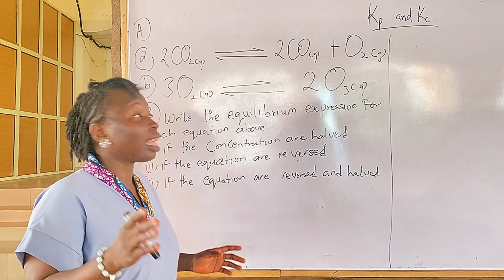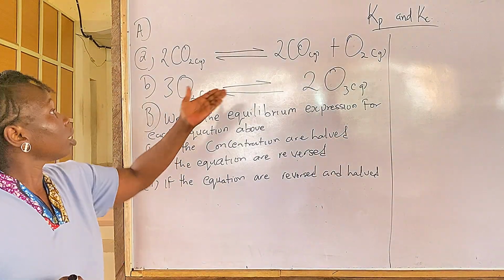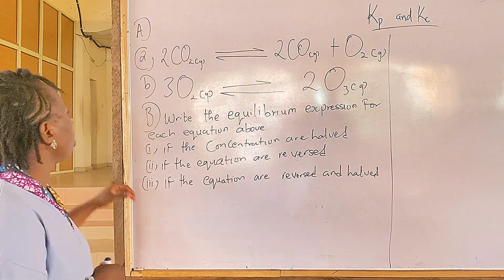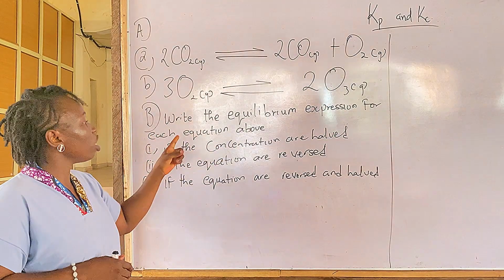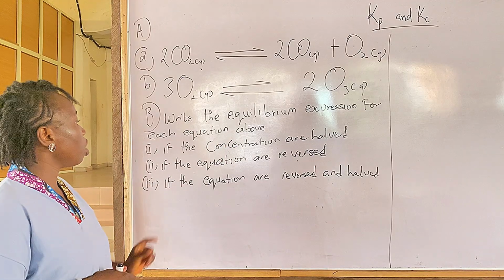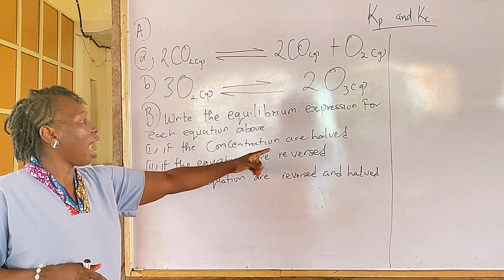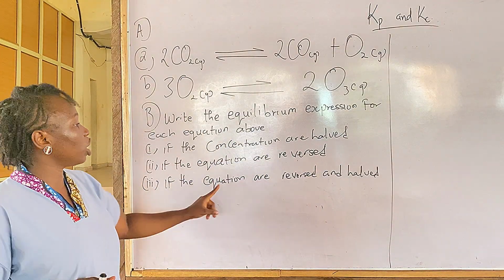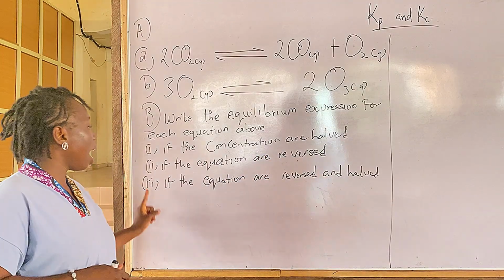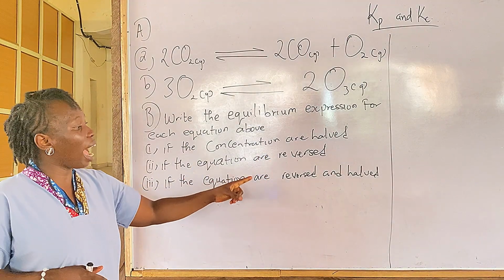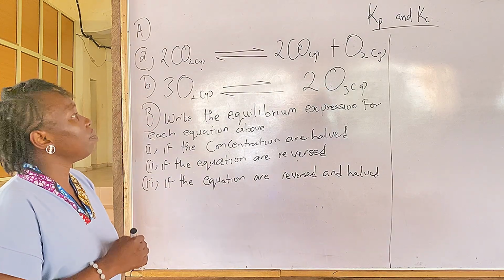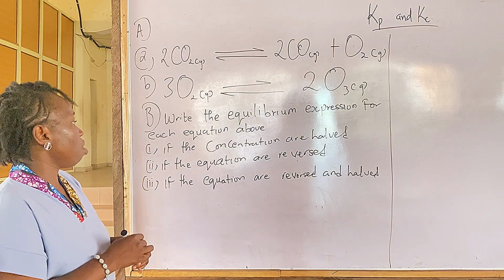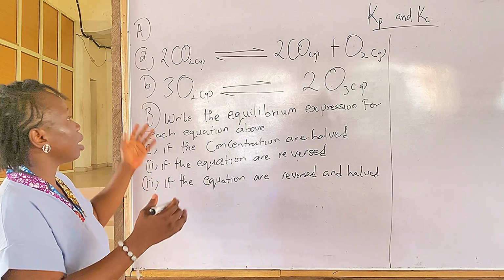We are going to take examples of Kc and Kp. Let's look at this example. Write the equilibrium expression for each equation above if the concentrations are halved, if the equations are reversed, and if the equations are reversed and halved. Now look at it. If the concentration is half, how do we express it?